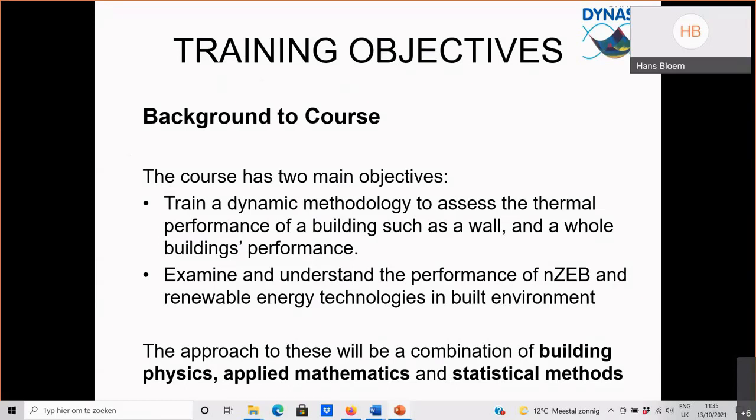The aim is always the same: to assess the thermal performance of a building. And a building can be a component of the building, an element of the building, like a wall or a window, or the whole building in itself. So the energy performance of the whole building.